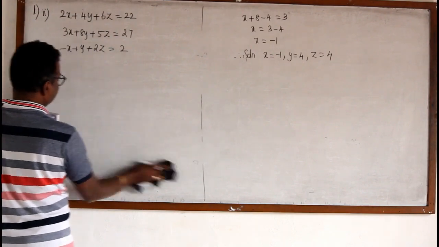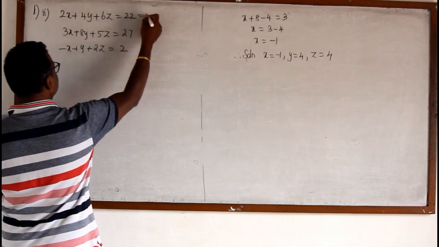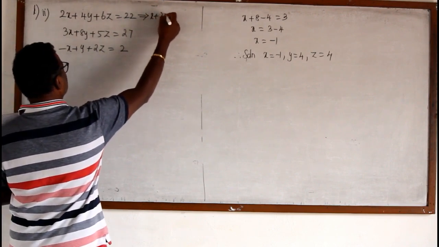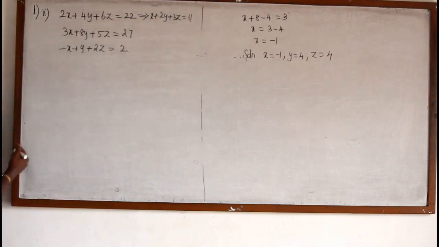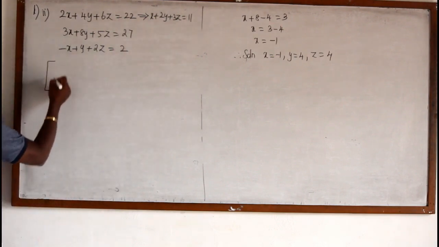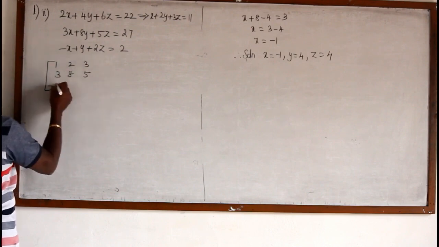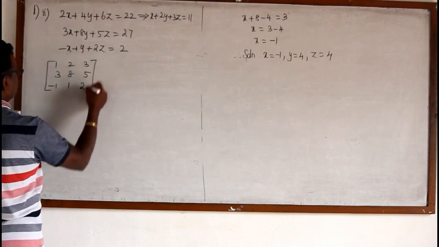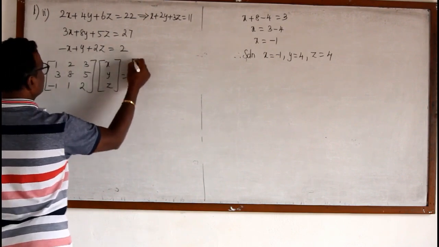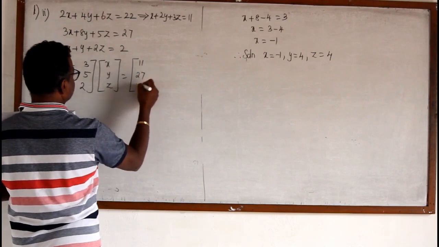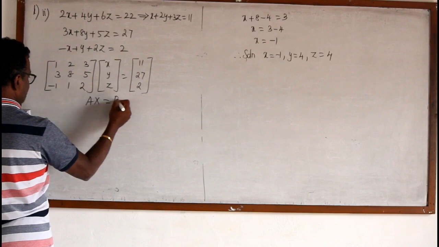Here, by seeing the equations, the first equation is a multiple of 2 in all these terms. So, shall I write this one as x plus 2y plus 3z equal to 11? So the matrix formation is 1, 2, 3; 3, 8, 5; minus 1, 1, 2, into x, y, z equal to 11, 27, 2. So this is the format Ax equal to B.